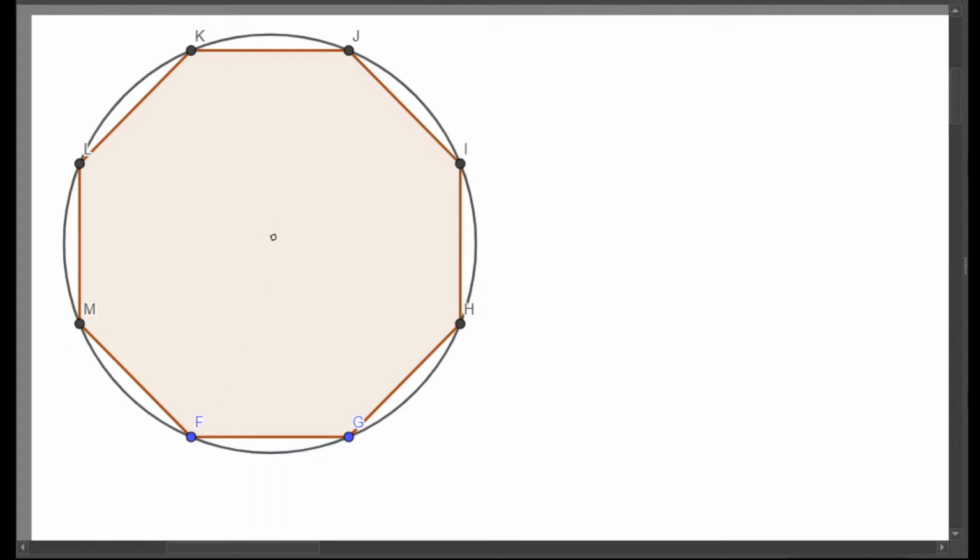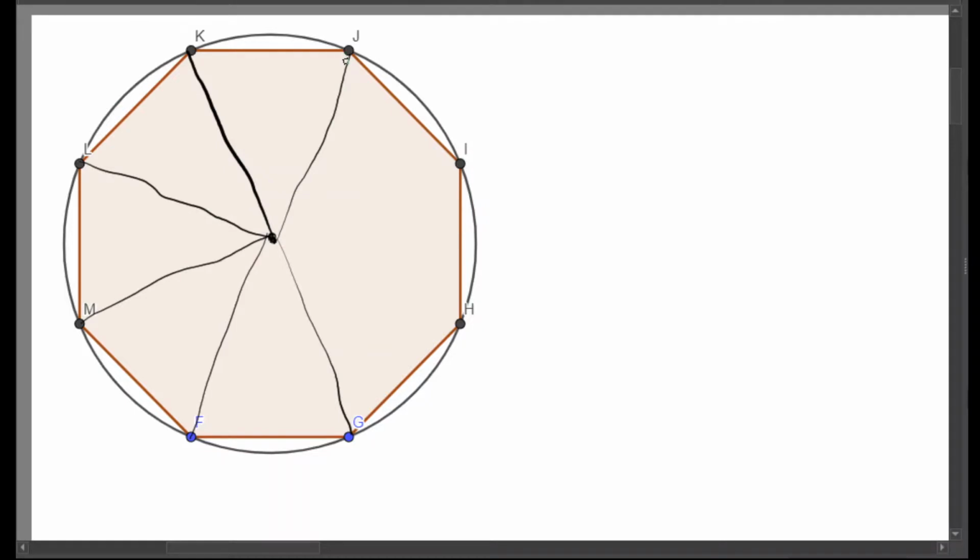So let me go ahead and find my center here. Let's say that's the center of my polygon, so I can draw in some of these radii. And what I'm going to start to realize is how many central angles I have here. In this case, I'm talking about a regular octagon. And so how many central angles am I going to have?